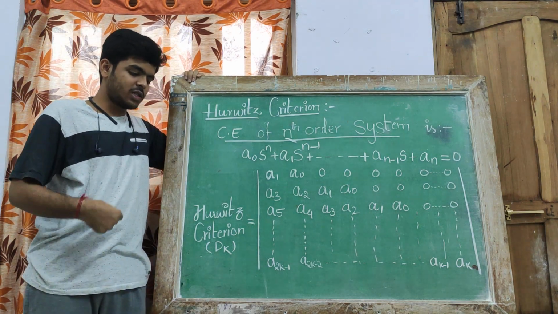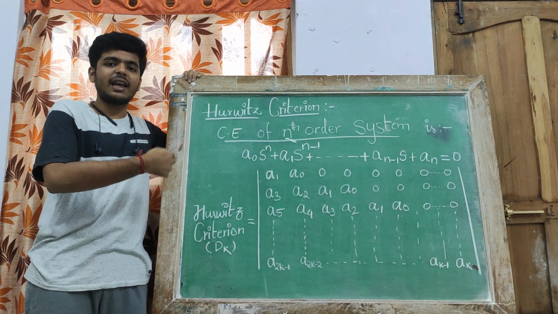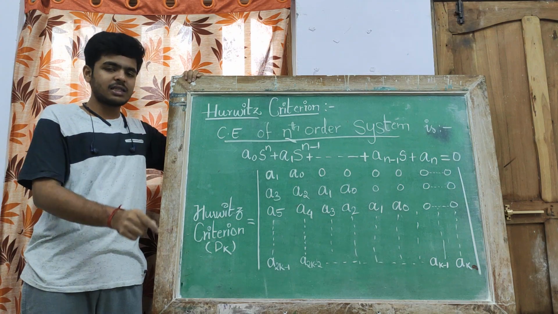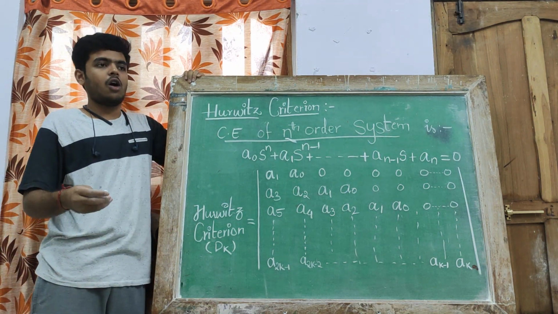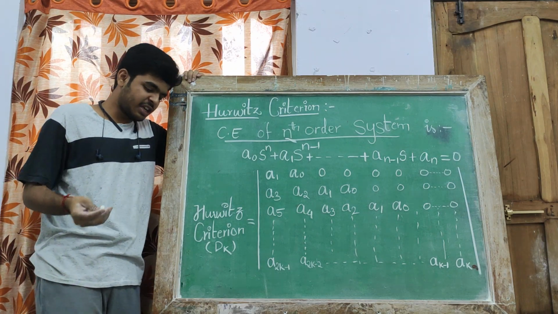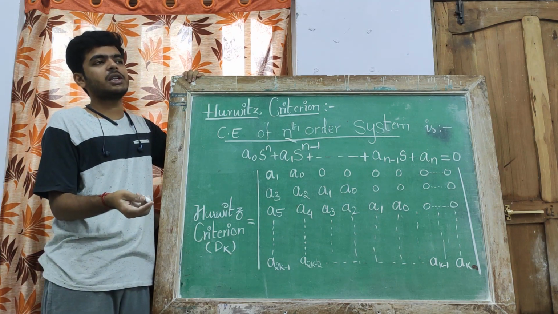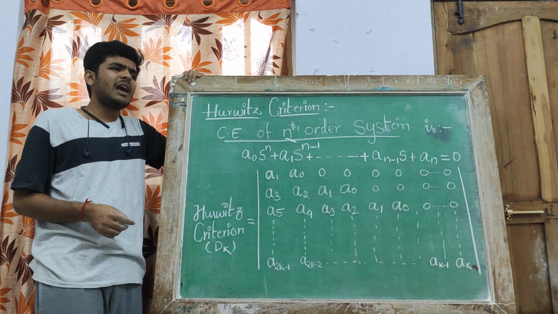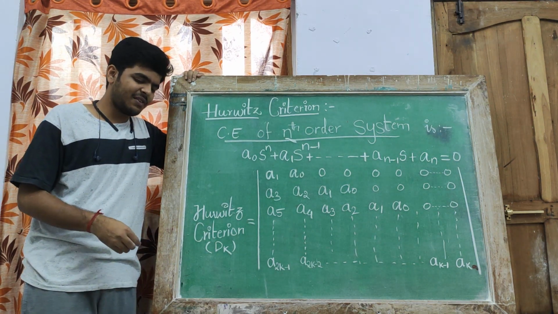After plotting those roots in the S-plane, if all the roots of the characteristic equation are lying in the left half of the S-plane, then the particular system is called a stable system. If any one root of the characteristic equation is lying in the right half of the S-plane, then the system is called an unstable system. We discussed this for a quadratic characteristic equation in the previous class.